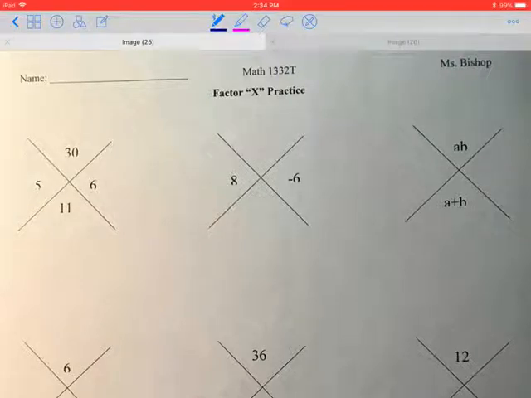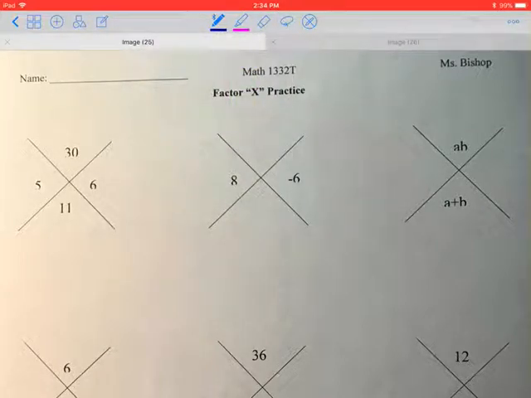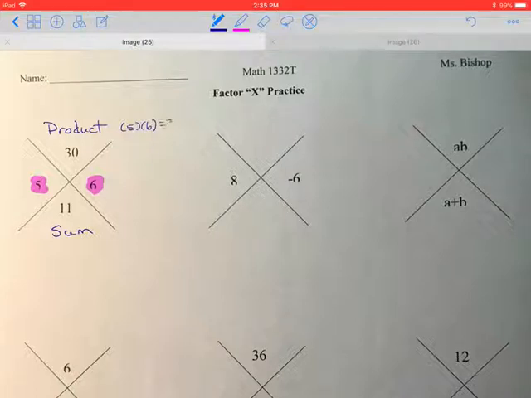Okay, in this video, we're going to be doing a little bit of prep work for factoring trinomials. This is what's known as a factor X, and you may have seen some other version of this. What we're looking for on the number up top is always going to be our product, and the number at the bottom is always going to be our sum. Notice this one's already filled out. We have the 5 and the 6. If we take the product of 5 times 6, that gives us back 30, which is our top number. And if we take the sum of 5 and 6, we get 11.